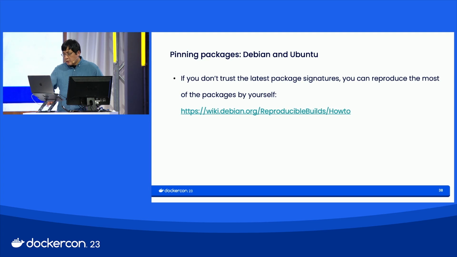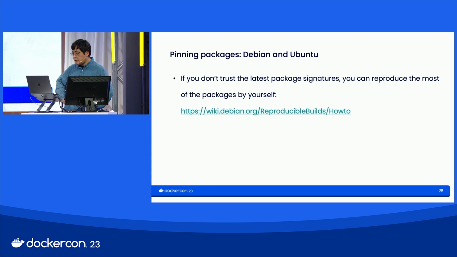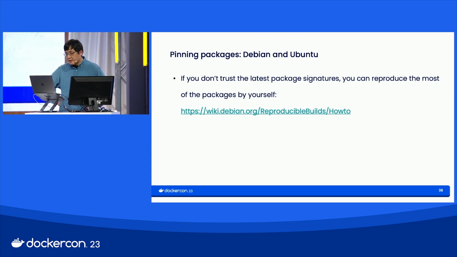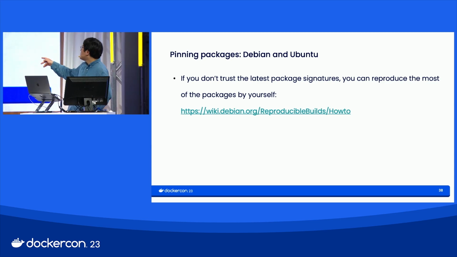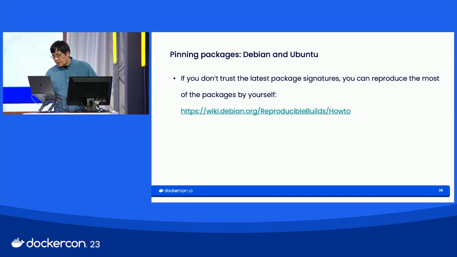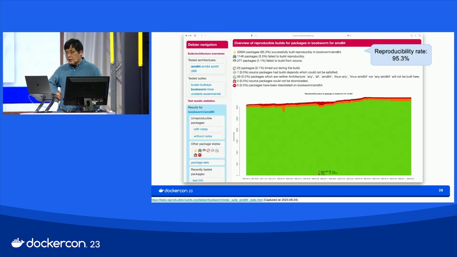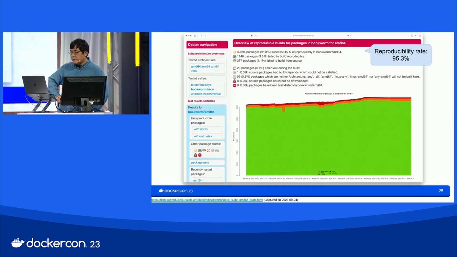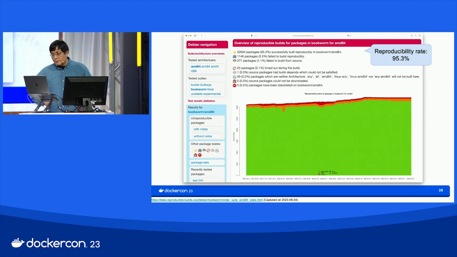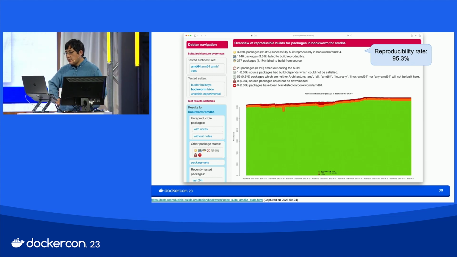Basically, you can trust the signatures of Debian, but you may still argue that you don't trust them. In that case, you can reproduce most of the Debian packages by yourself, and you can refer to wiki.debian.org/ReproducibleBuilds/HowToReproduce to reproduce the Debian packages by yourself. And they say that 95.3% of Debian bookworm packages are reproducible.